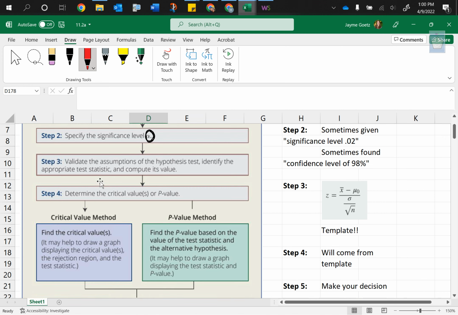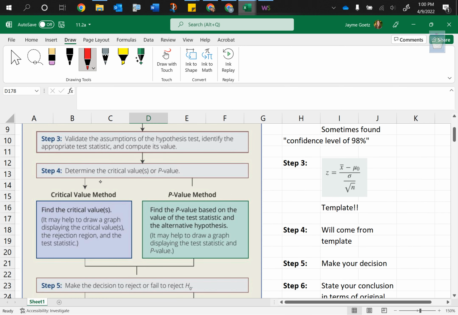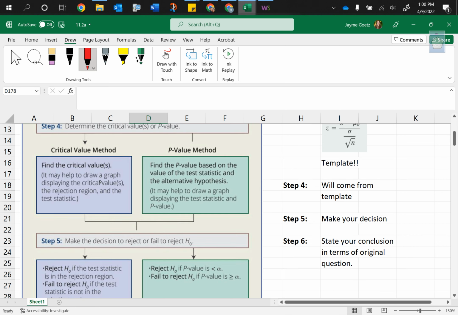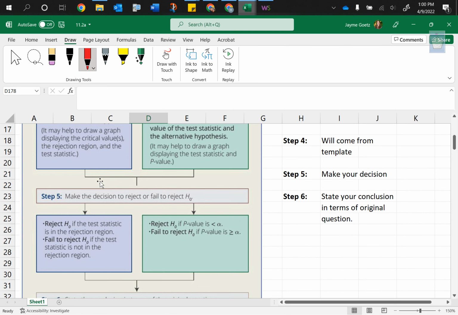Then we're going to go to step 4, and it says determine the critical values or p-values. There are two different methods: a critical value method and a p-value method. If we're using the critical value method, we find the critical value, then draw a graph and figure out if it's in the rejection region or the fail to reject region. The p-value method is something we're going to come back to in a little bit. I'm going to explain that after we get some practice with the critical value method. Those critical values and p-values all come from the template, so just chill out with that. Then after you use your method, you're going to make the decision.